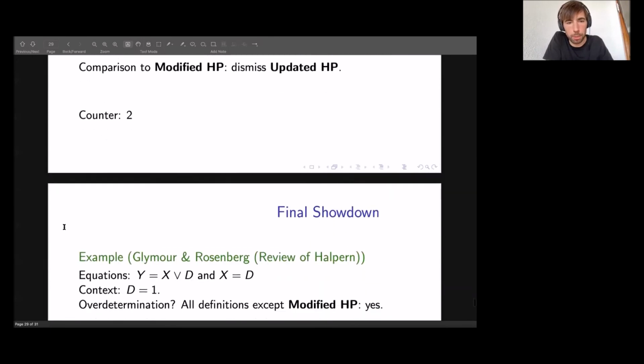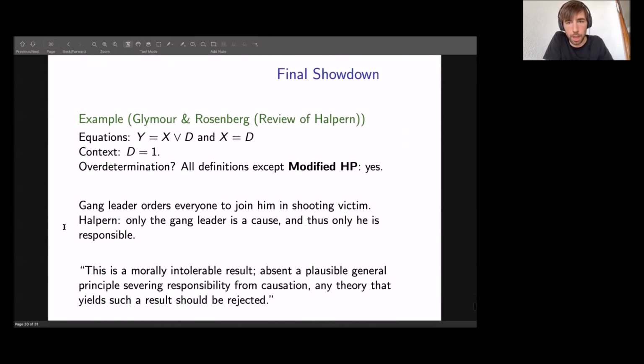A more important point is that there's examples in which Halpern's definition doesn't do very well. I'm only going to give you, I'd say, one of the most intuitive, which is one that was brought out by a review of Halpern's book by Glimmer and Rosenberg. And it goes as follows.